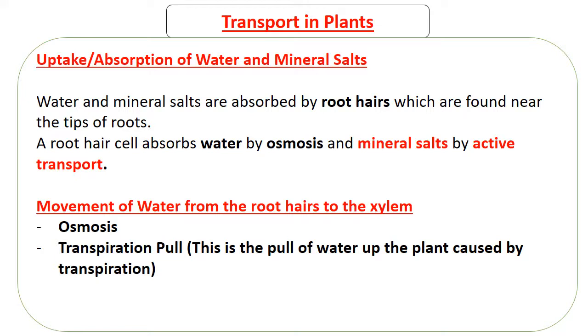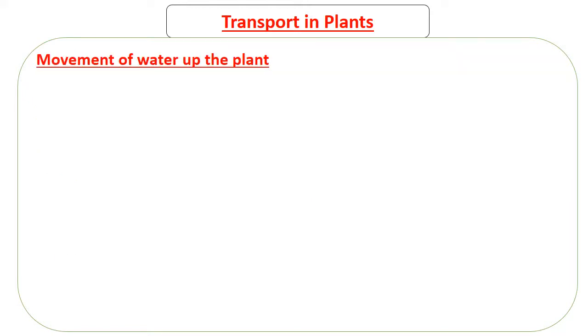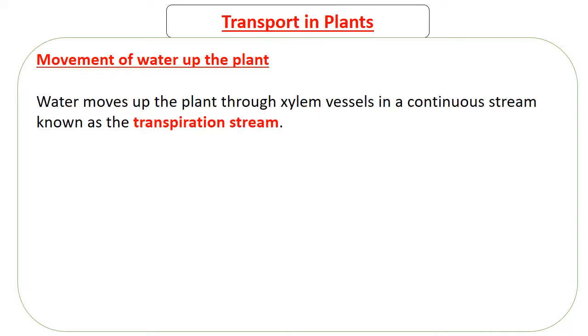Now we're going to look at how water moves from the lower part of the xylem to the upper part of the xylem, so that water can be taken to the other parts of the plant. So, movement of water up the plant. Water moves up the plant through xylem vessels in a continuous stream known as the transpiration stream. The way water moves, it moves like a river, like a stream. So it's continuous and it is connected. That's how it moves up the xylem vessels.